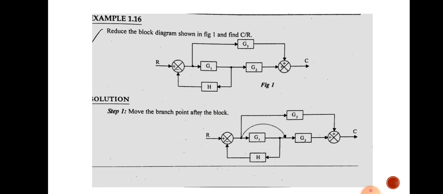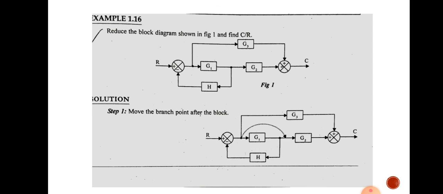Okay, got the concept. If there is no branch point in the line that is connecting the summing point and G1, the first summer and G1, you can solve easily. So the first step is we have to move the branch point from the first summing point path to the place after G1. Move the branch point ahead of the block G1. That is shown by the dotted line. If that point is changed to the new place, you can solve it easily.